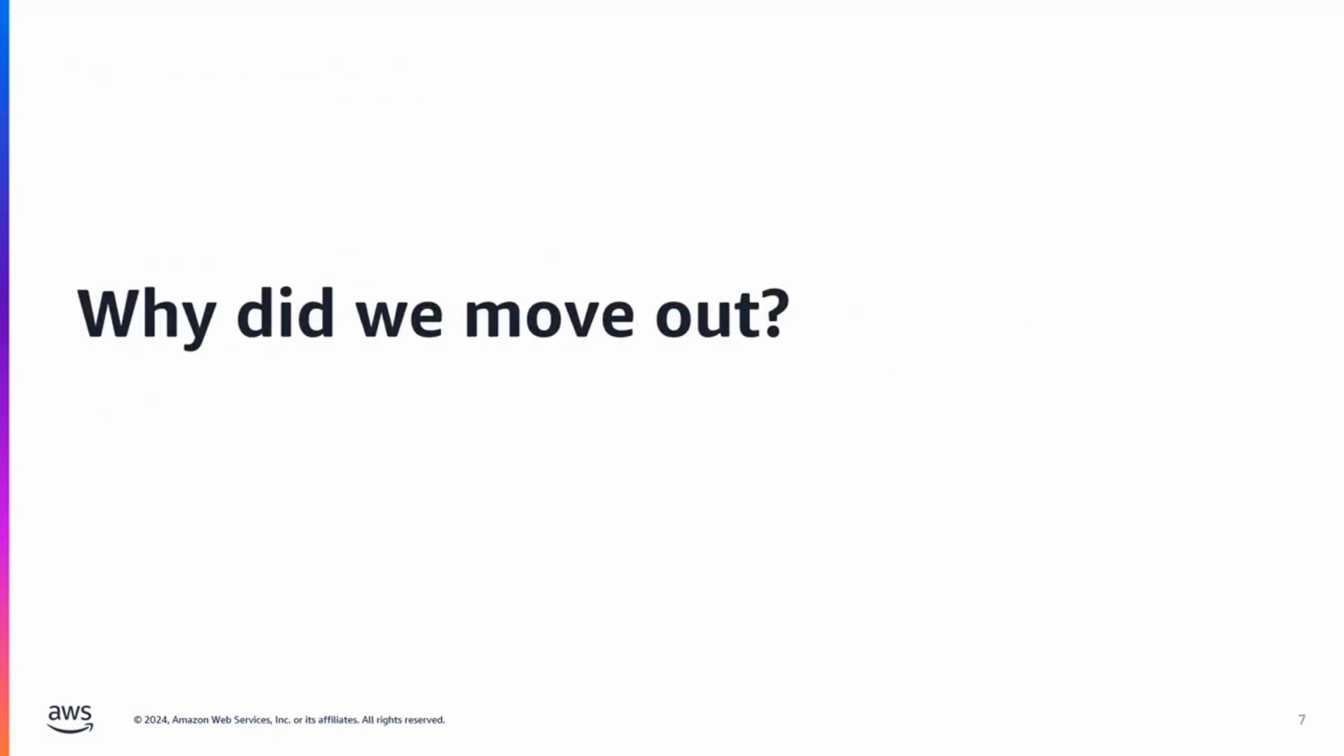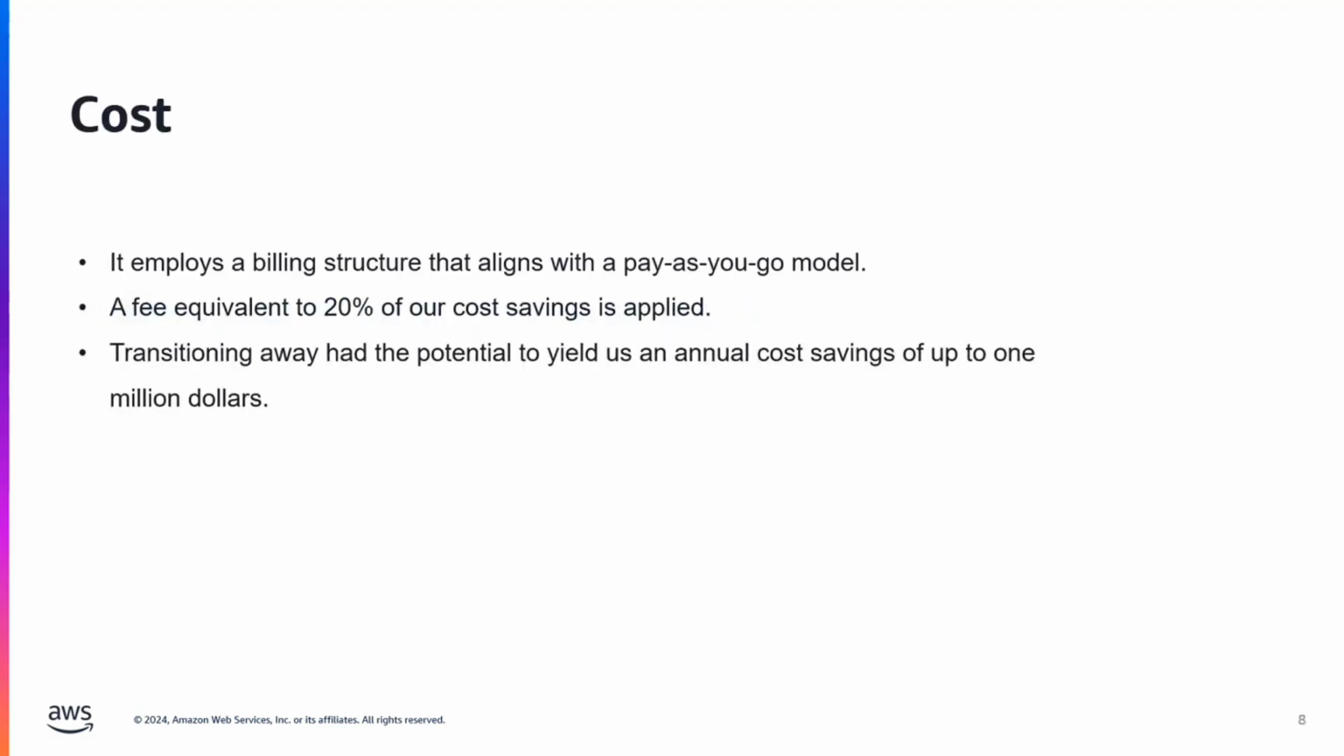So the question becomes apparent: why did we move out? As anyone handling the throughput that we have handled will tell you, it was related to cost. This solution employed a billing structure aligned with a pay-as-you-go model. It had multiple options, and of course there are other similar solutions out there, but it always came down to a fee equivalent to around 20% of the cost savings, which with the enormous growth of the exchange became more and more unbearable, especially to the business side of things.